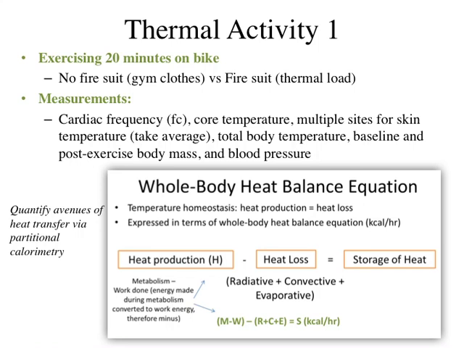The aim of this laboratory is to introduce students to human temperature regulation measurement. We will compare the body's response to exercise in a heated fire suit versus a non-heated, non-fire suit environment. We will also quantify the avenues of heat transfer using partitional calorimetry. This latter purpose will be achieved by calculating the components of the heat balance equation using data collected from exercising subjects. This equation is derived from the first law of thermodynamics.